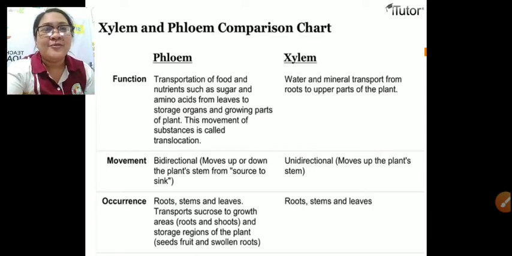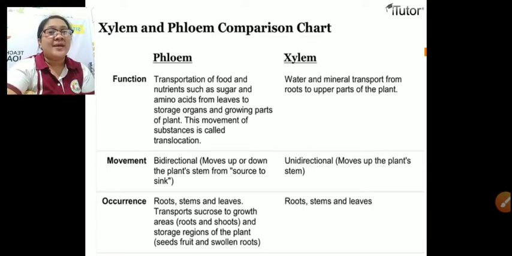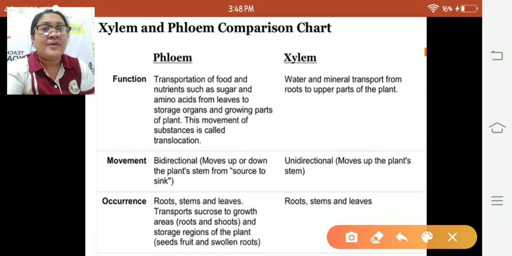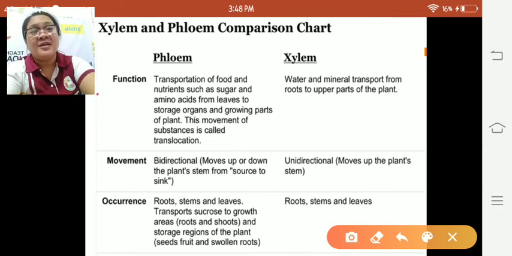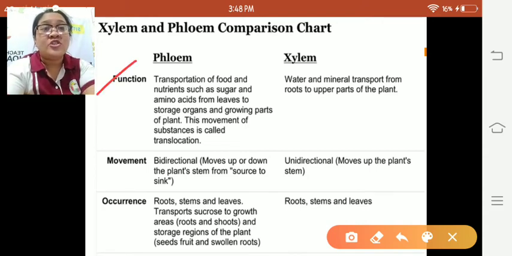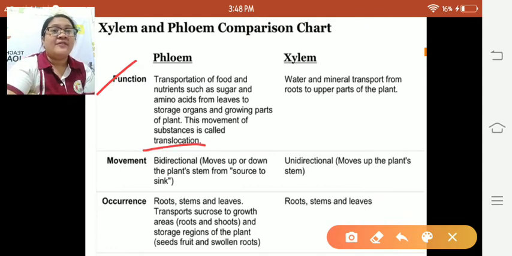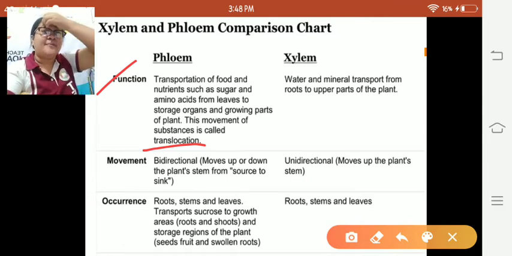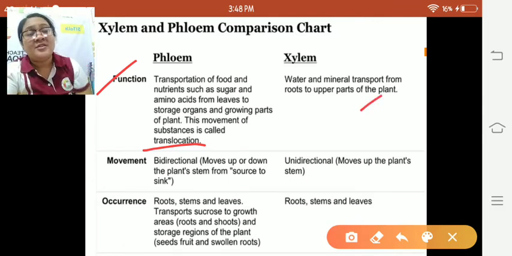Okay, for the phloem, the function is the transport of food and nutrients such as sugar and amino acids from leaf to storage organs and growing parts of plants. This movement of the substance is called translocation. For the xylem, it is the transport of water and minerals from roots to the upper parts of plants. So you already know this one.